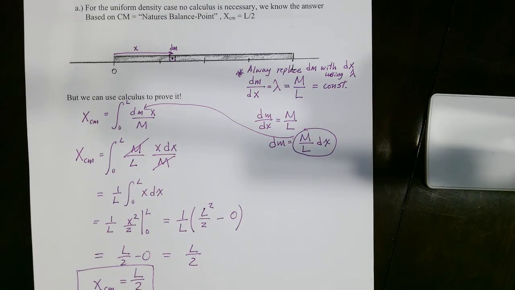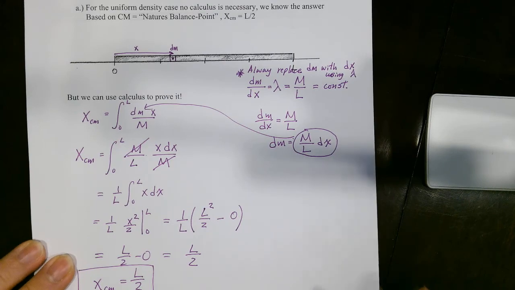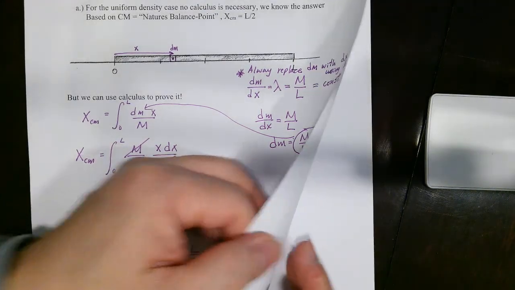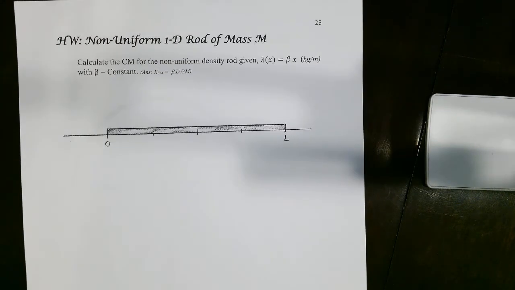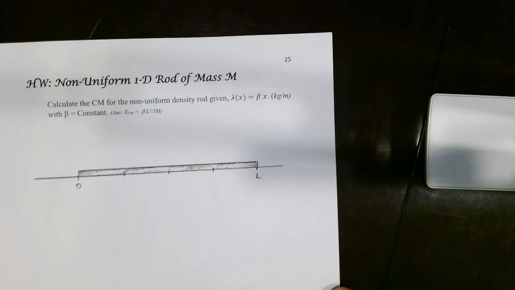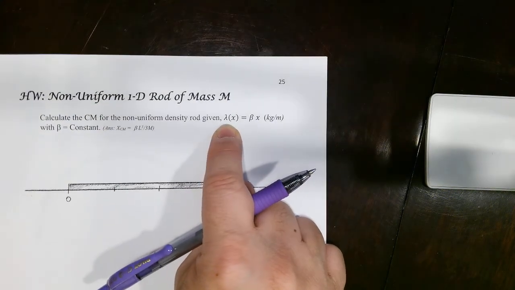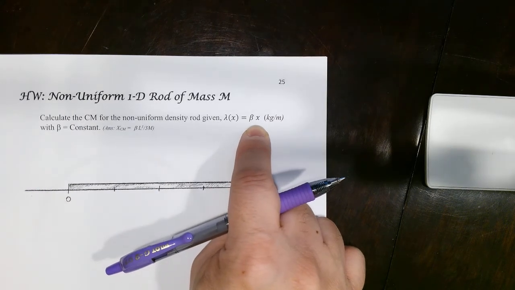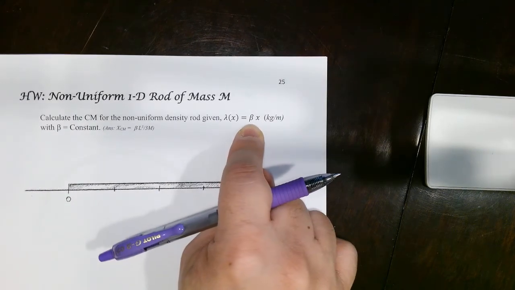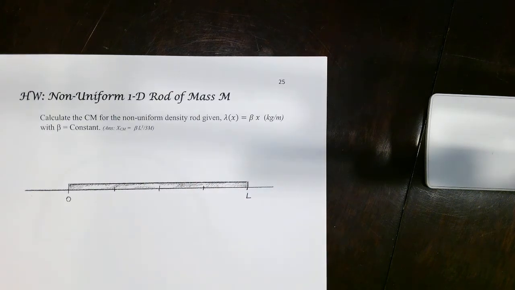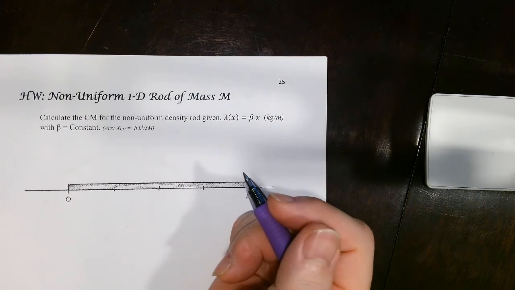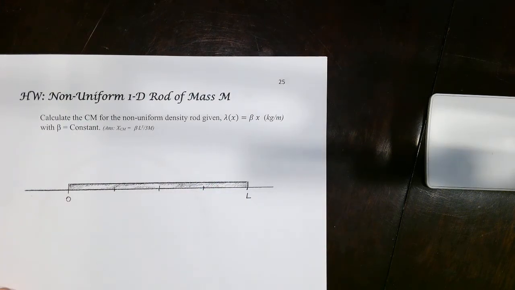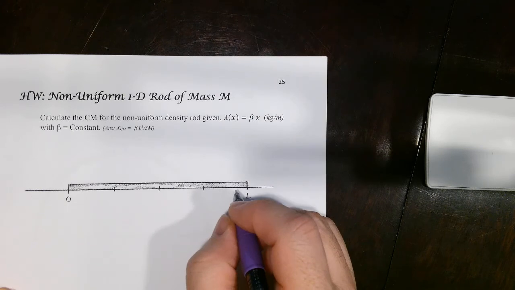So let's take a look at something more complex. Let's say it is not a uniform density, where my lambda is actually a function of position x, and it is beta x. Okay? We're not going to really change the procedure of this. What we have to do is basically do the exact same systematic thing, right?